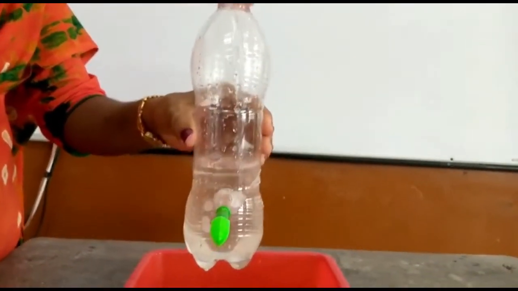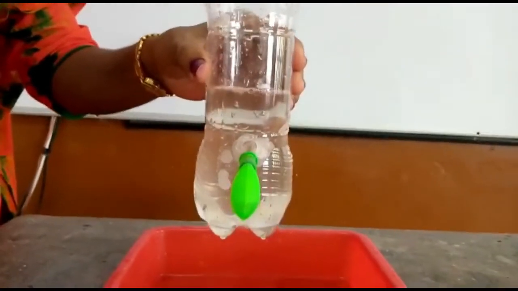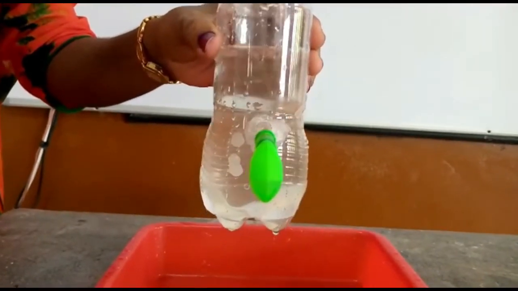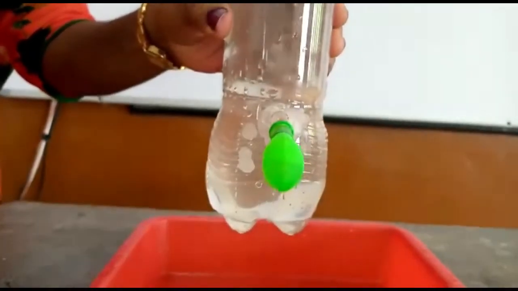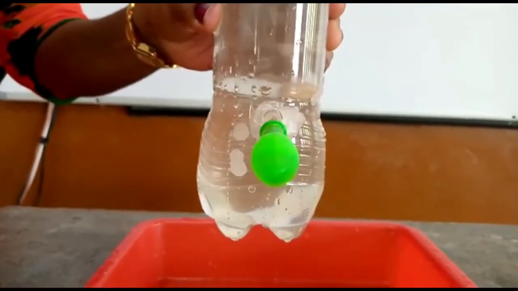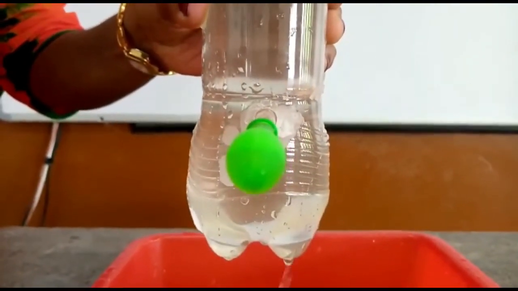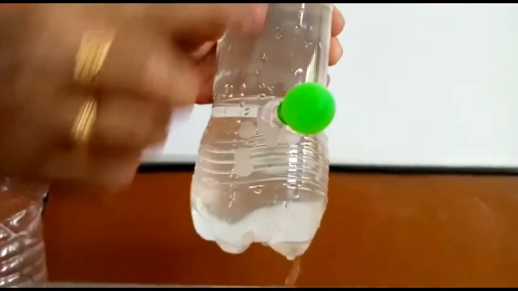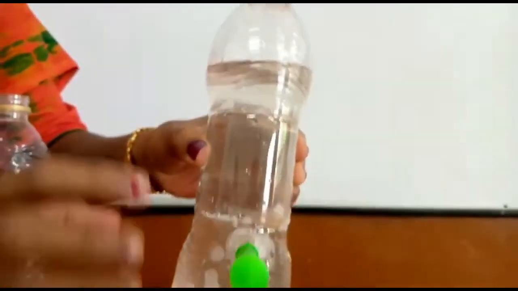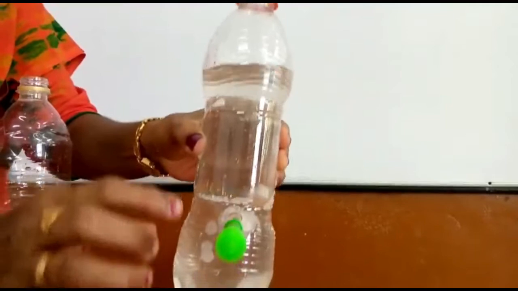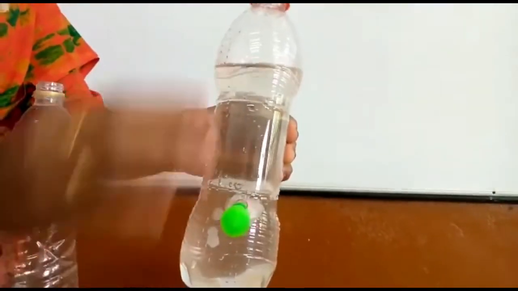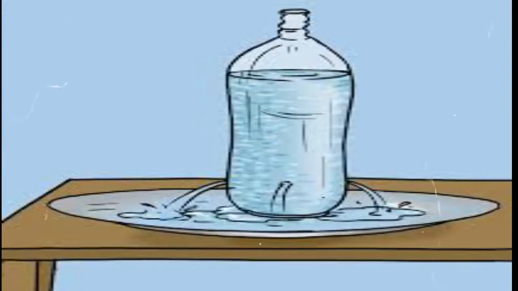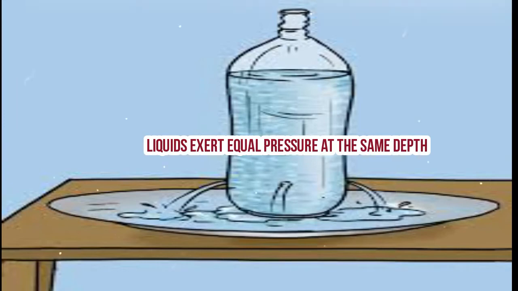What do you see? We can see that the balloon bulges. Pour some more water. We can see that the balloon bulges a little more. What do you observe from this experiment? We can see that the pressure is not only exerted at the bottom, pressure is exerted at the walls of the container also. So this activity proves that liquid exerts pressure at the walls of the container. Understood?